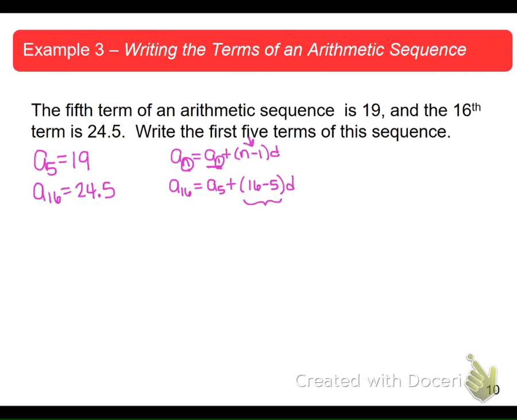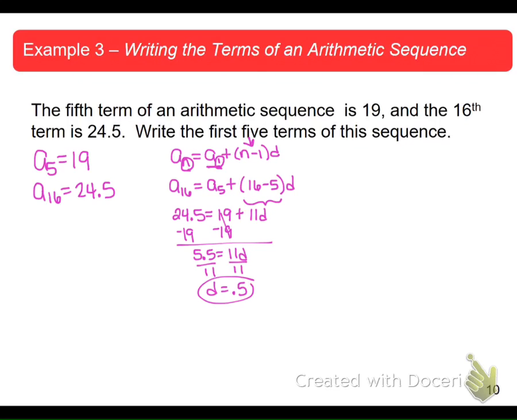Alright, so now I can plug in my numbers here. A sub 16 is 24.5 equals a sub 5 is 19 plus 16 minus 5 is 11d. So then just solve for d algebraically. Subtract the 19, so 5.5 equals 11d. Divide by the 11, and we find that our common difference there is 0.5.